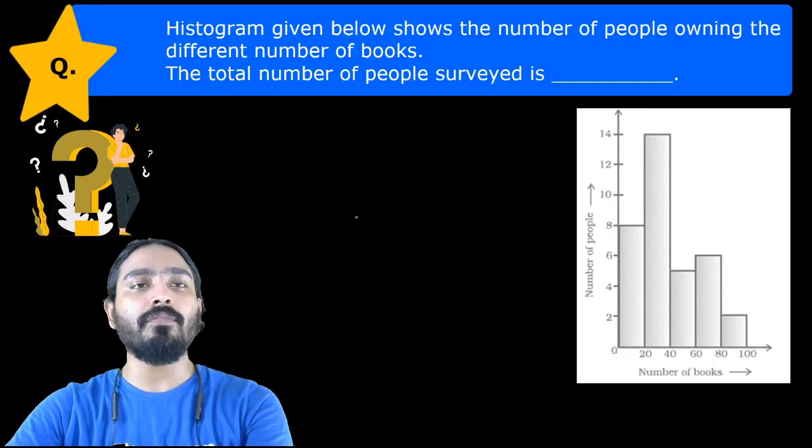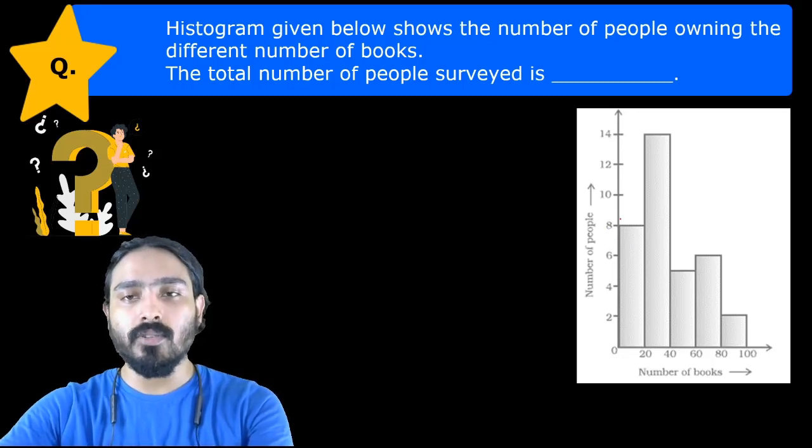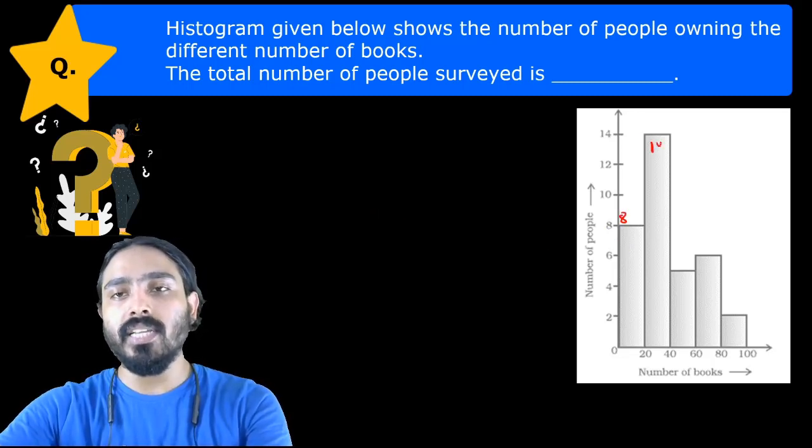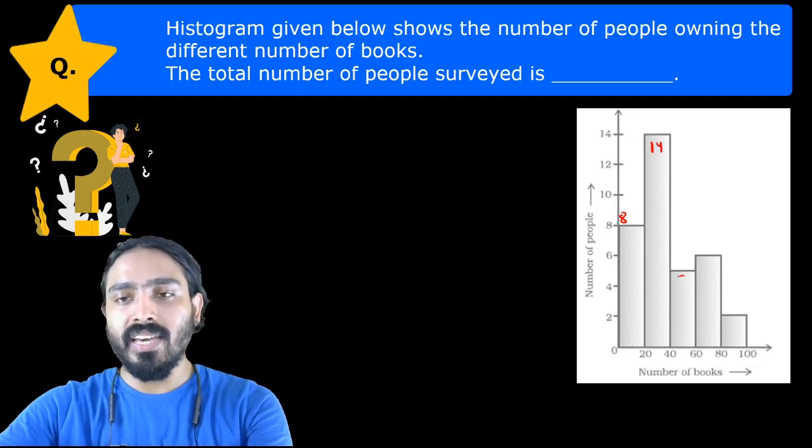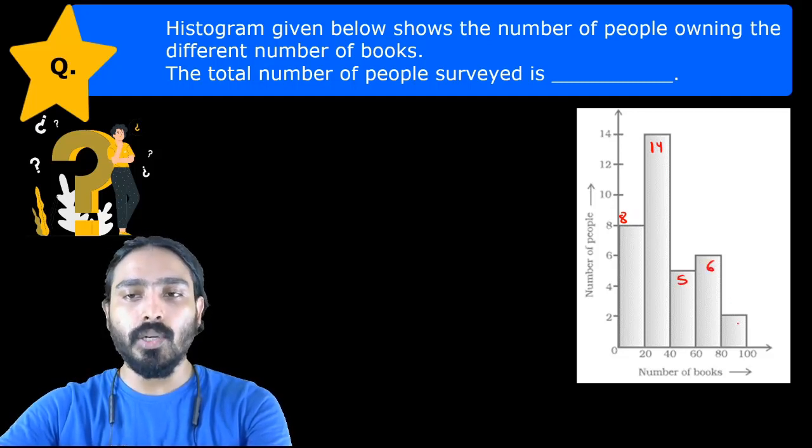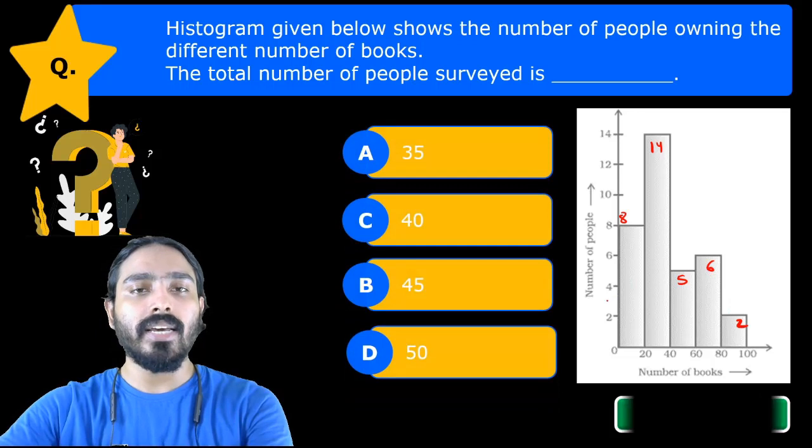Now in this question, we have to find out the total number of people surveyed. So just look at this. We have 8 here, 14 here, 5 here, 6 here, and 2 here. If you add all of these, you'll get 35.